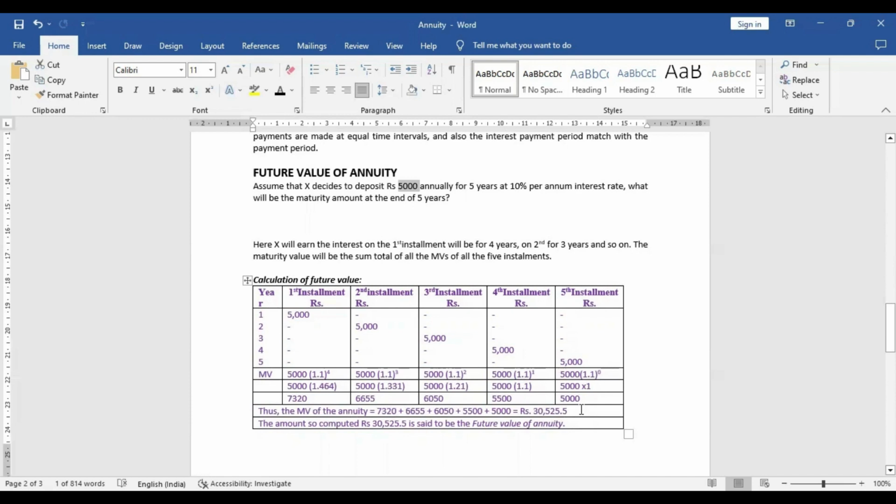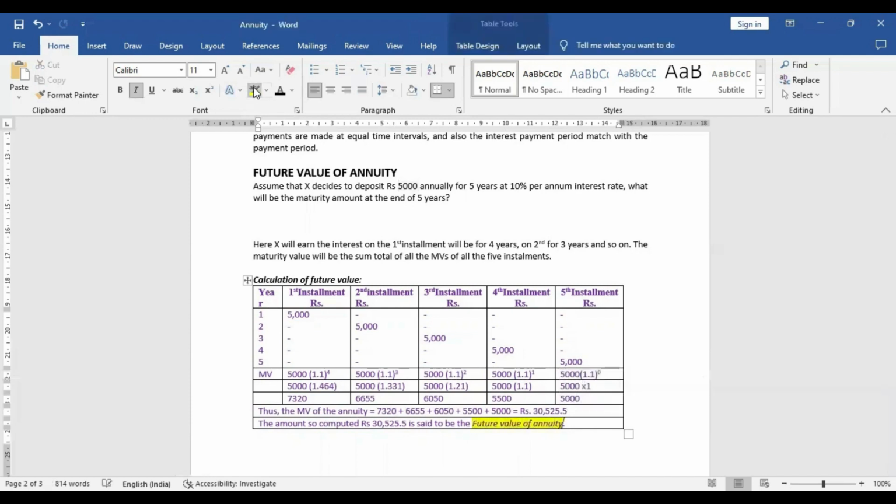30,525.5. This will be the future value of the annuity of rupees 5,000, which was invested every year for 5 years at a rate of interest of 10%. So the actual amount was 25,000, but we have received interest of 5,525.50 paisa if the interest rate is 10% itself. Right? I hope this is easy to understand.